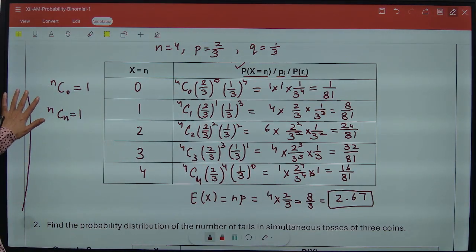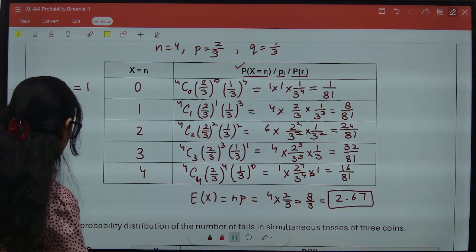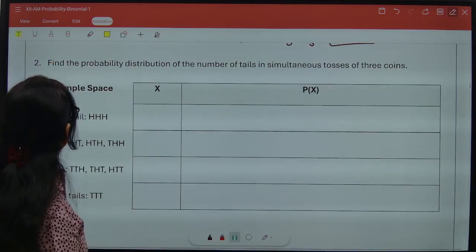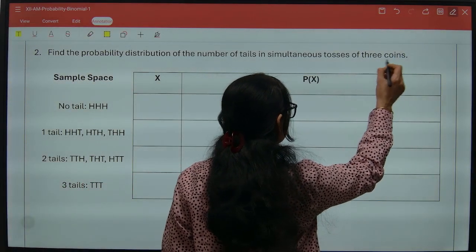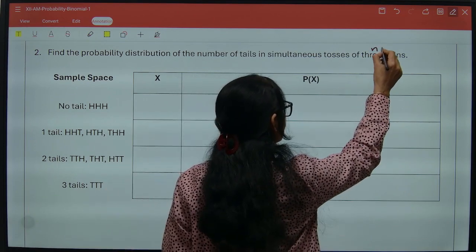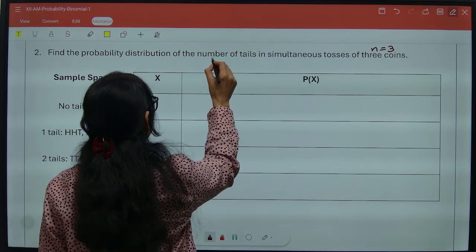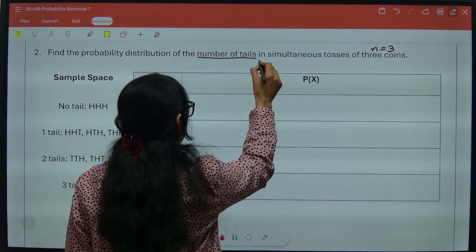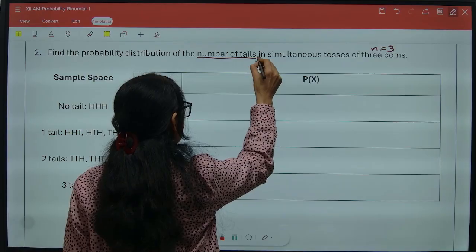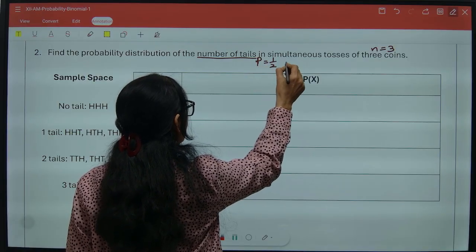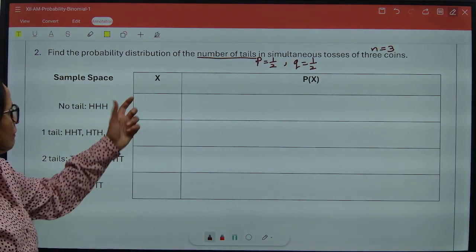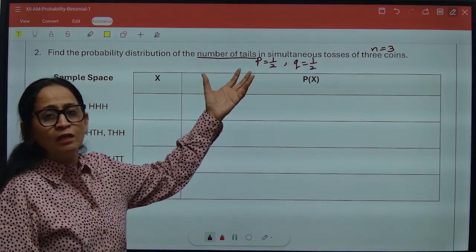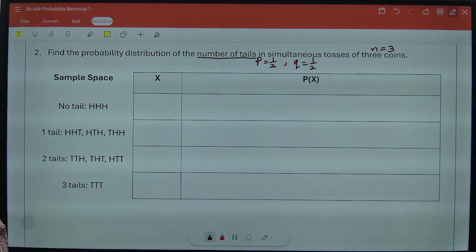Okay, next question. Find the probability distribution of the number of tails in simultaneous tosses of 3 coins. So how many coins? 3 coins. That means n is 3. And you need to focus on the number of tails. So the probability of getting a tail is going to be P. So P is 1 by 2. Even though in this case Q is also 1 by 2, so it doesn't matter. But you should always focus on what is the random variable involved. So it is the number of tails here.